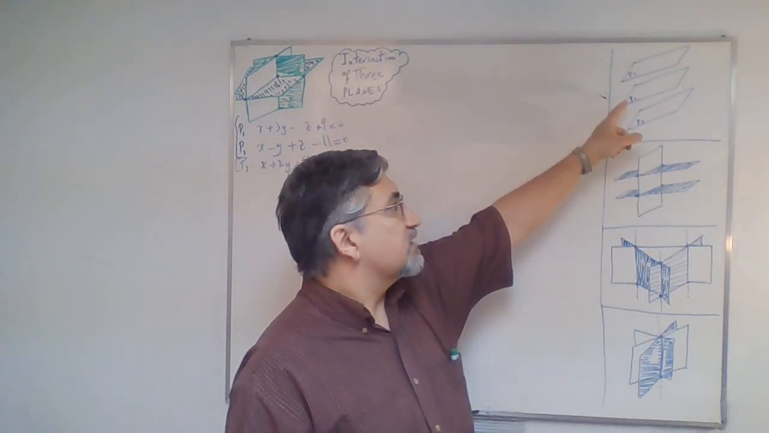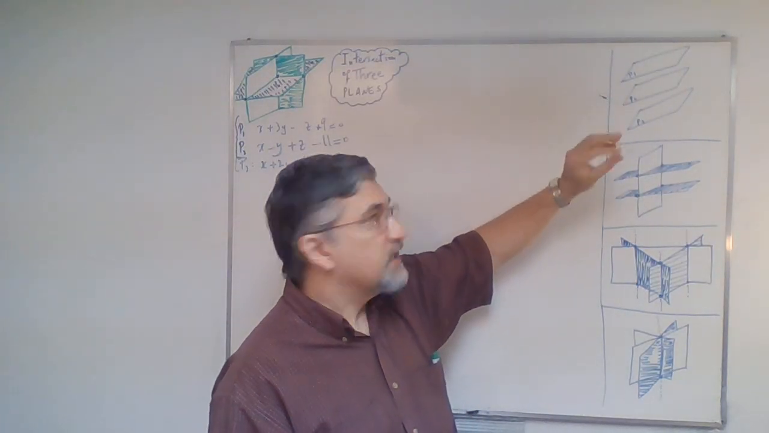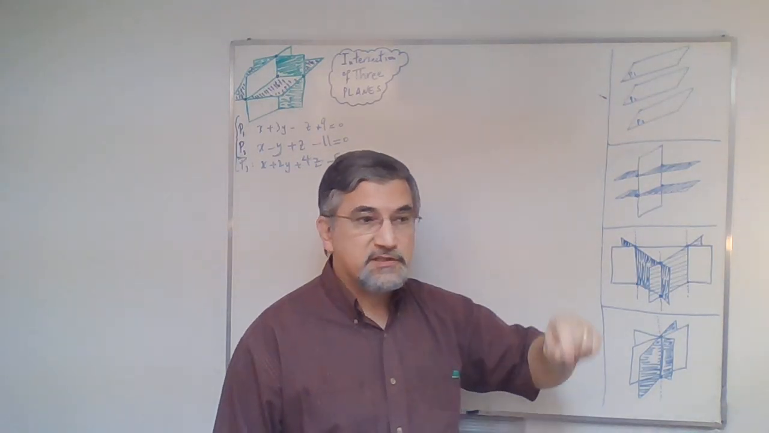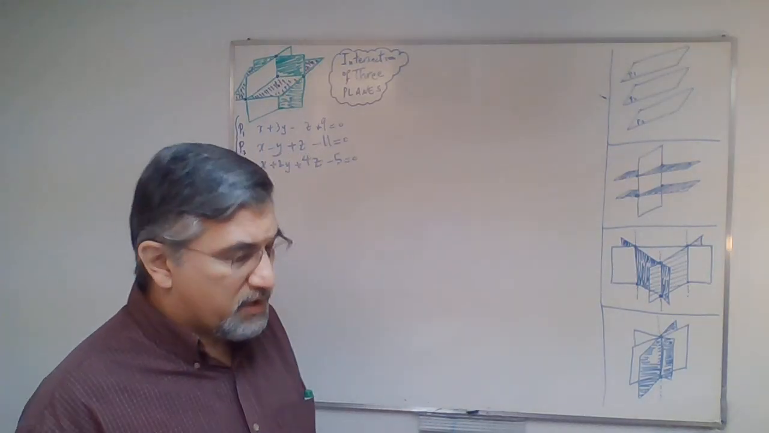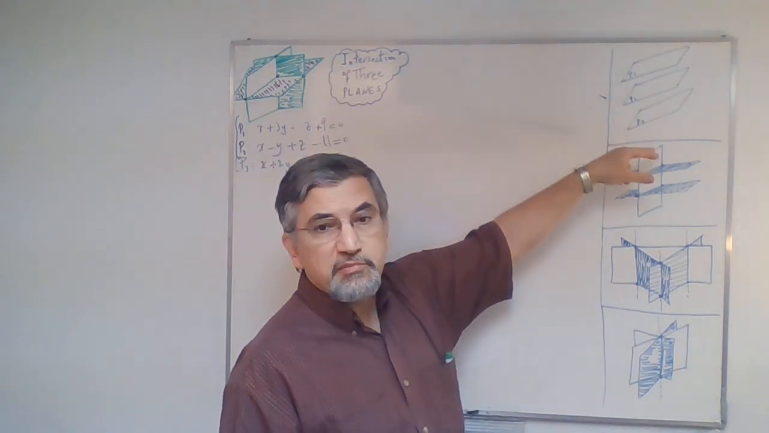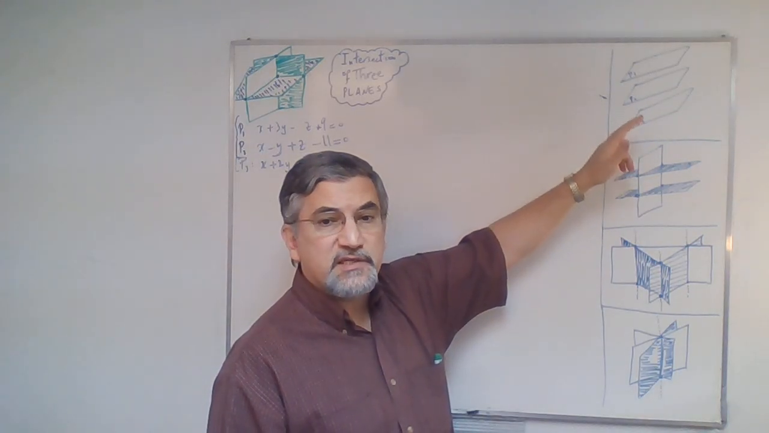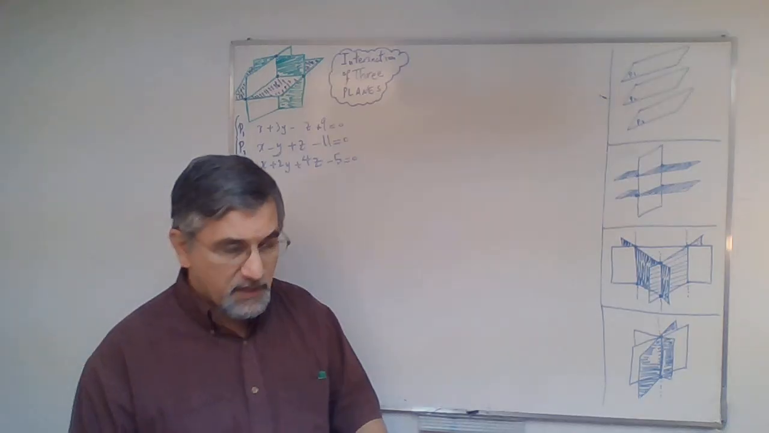Or it could be the case that planes P2 and P3 are coincident and plane P1 is parallel to those two planes, but parallel and distinct. So that could be a second scenario. We can have a situation where all three planes P1, P2, P3 are exactly one on top of the other and all three planes are coincident. That would be a third case scenario.